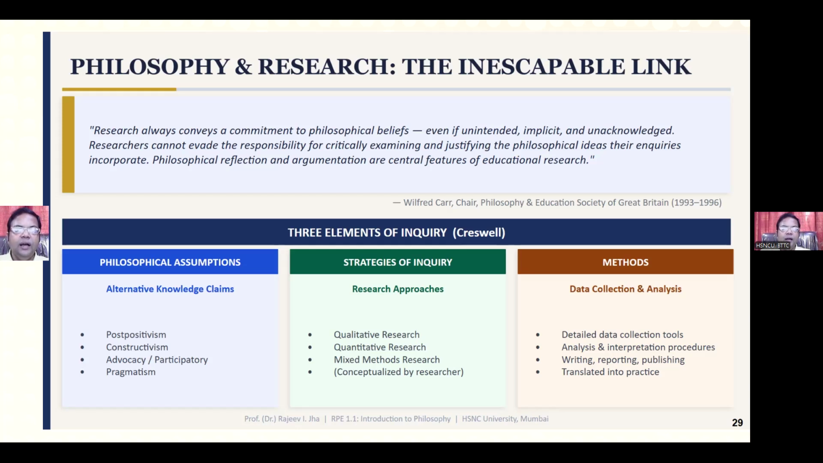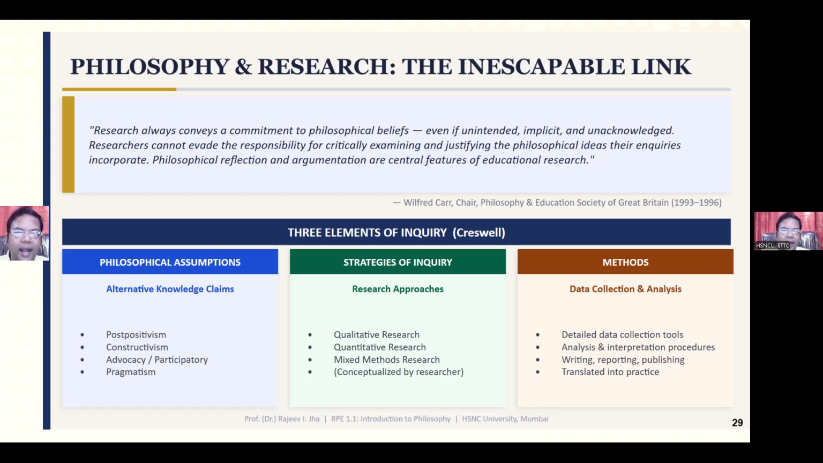In sociology, a researcher studying caste dynamics in urban India must decide, do I assume caste is a real independent social structure that causes behaviors, that is a realist ontology, or do I assume it is a set of meanings collectively constructed by social actors? That is a constructivist ontology. These are not merely methodological choices, they are philosophical ones, and they determine whether you design a survey, an ethnography, or a discourse analysis.